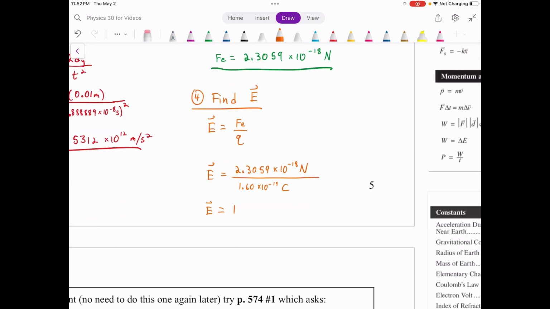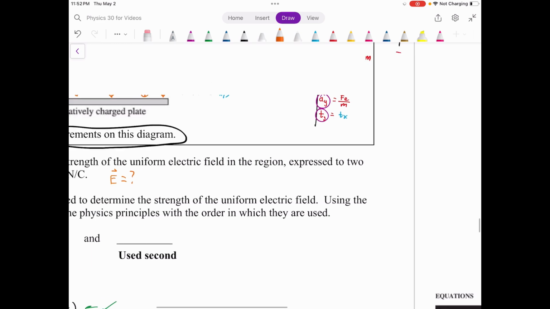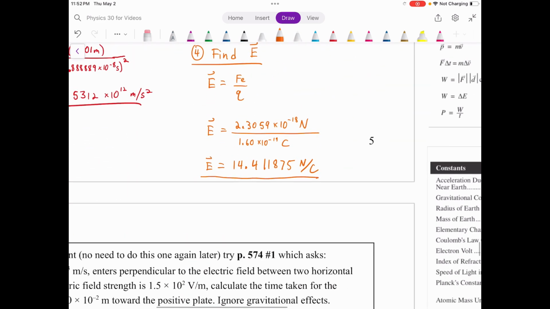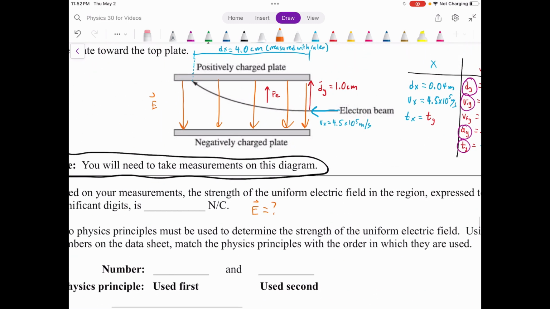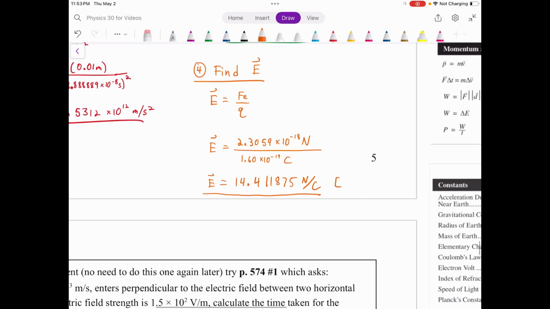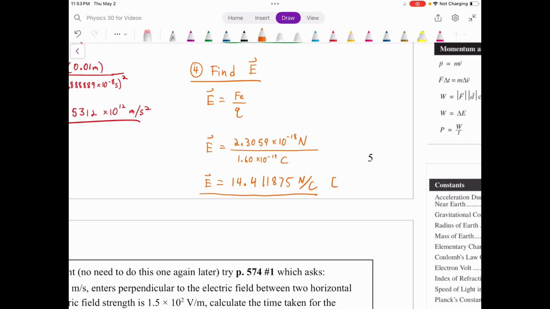And here we go. I got that the electric field would be 14.411875 newtons per coulomb for all of the stuff to happen the way that we've calculated it out here. Okay, so I mean, it is a vector, so we could give a direction, although for a numerical response here, they're not going to look at that. But we could say towards the bottom of the page or towards the negatively charged plate, right? Again, we figured that out at the very beginning because electric field direction is defined as the direction in which a positive would feel a force.